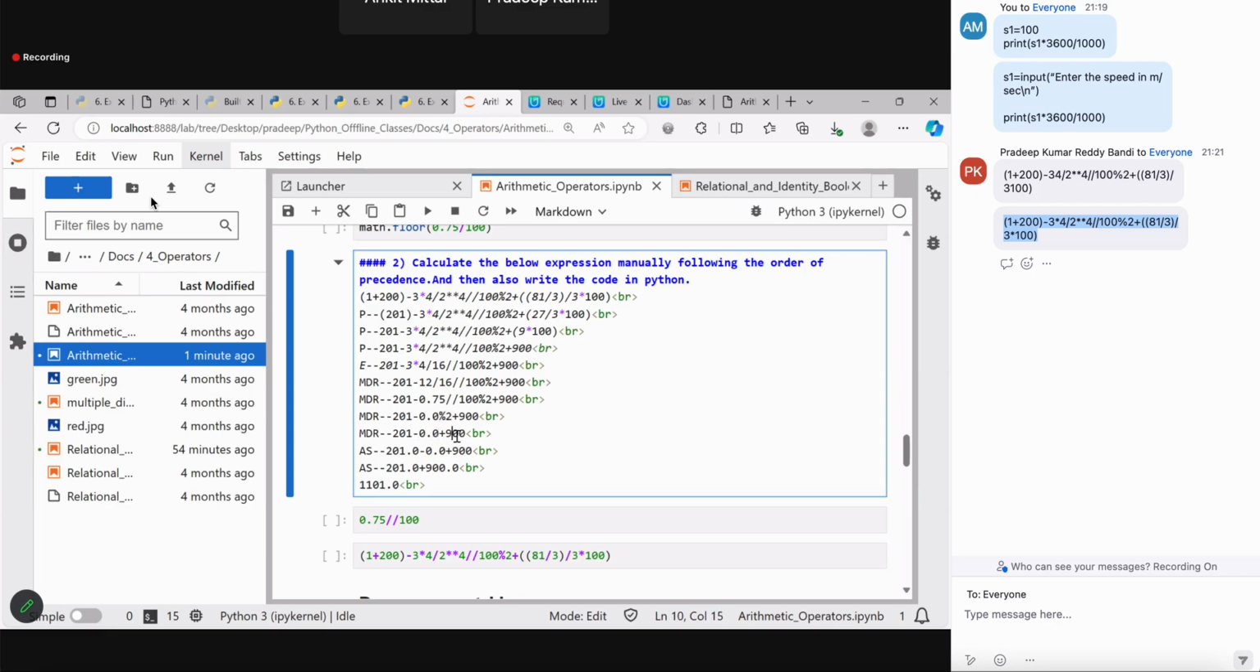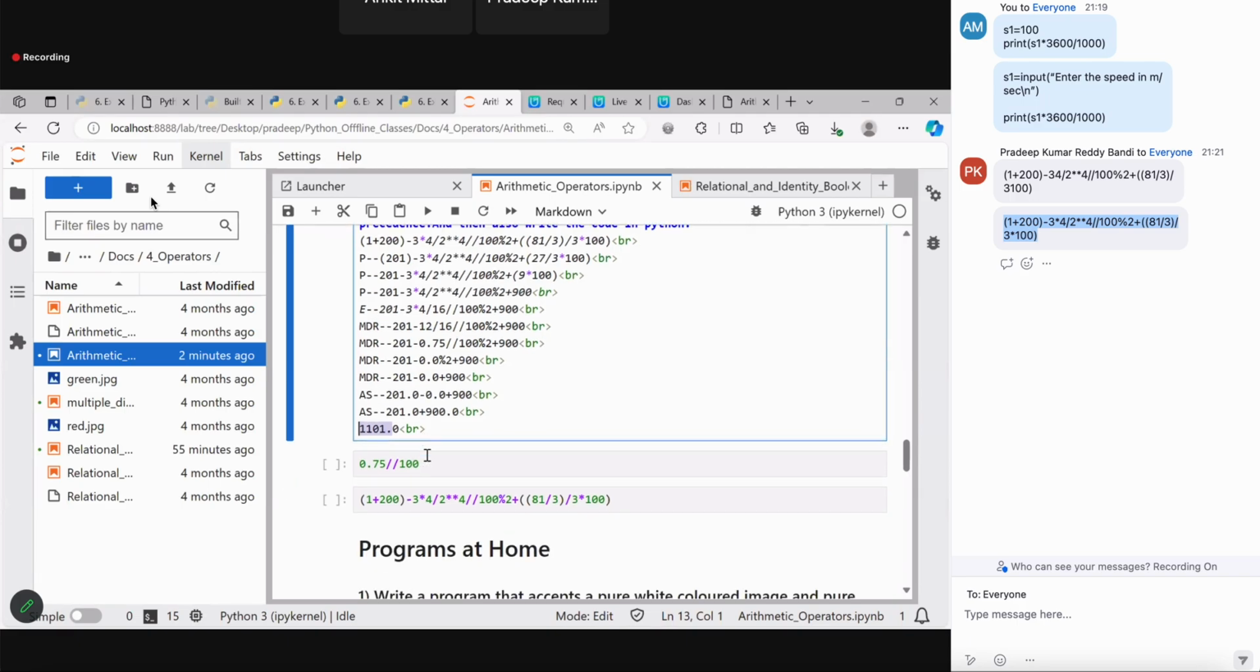Plus 900. Now at this point I again have subtraction and addition, both with exactly the same priority, but still the associativity is from left to right. So I have to go like that only. First this one, minus 0, so that is 201 plus 900, and that is the final output. Okay, got it now.